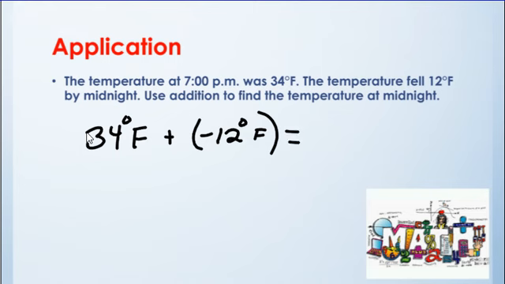The signs are different, so I need to subtract the two. So 34 minus 12 gives you a total of 22 degrees Fahrenheit. And since 34 is bigger than 12, I go with the positive sign. So it would be 22 degrees Fahrenheit at midnight.